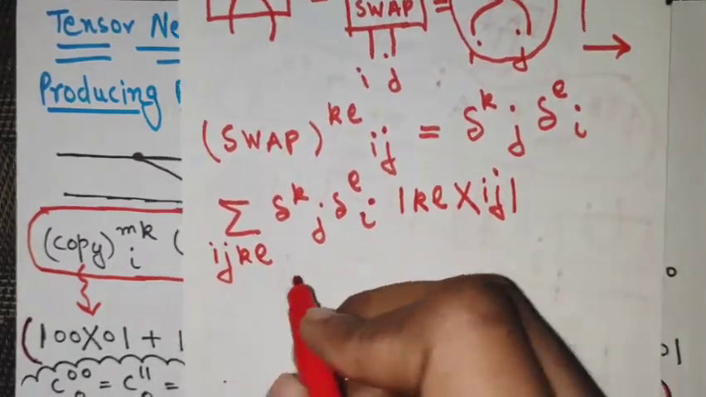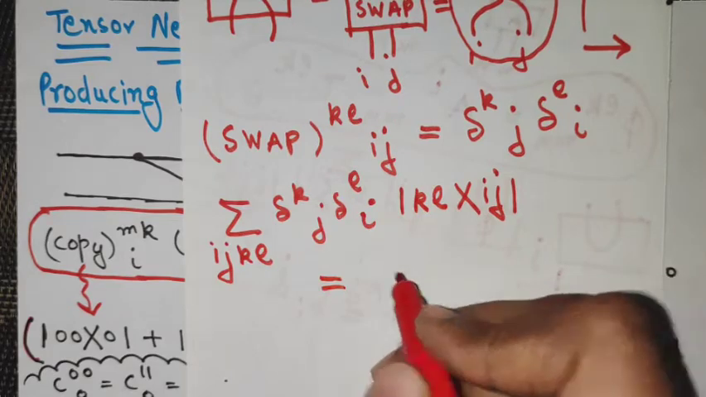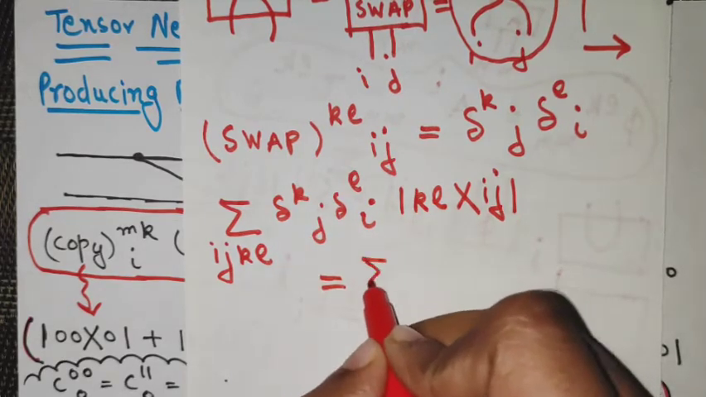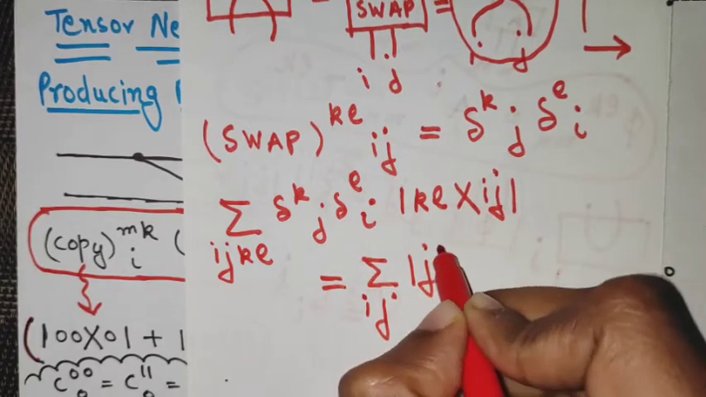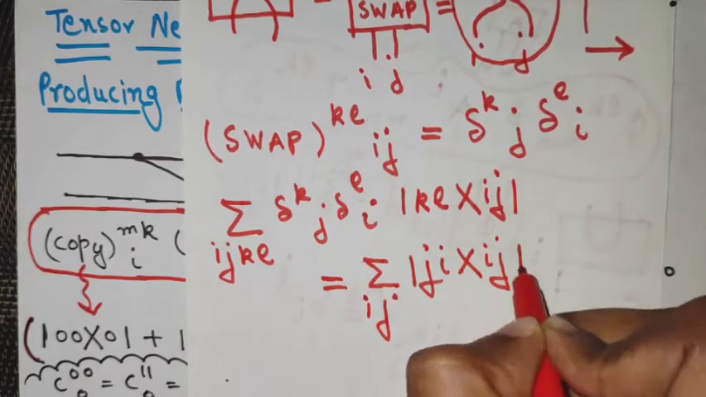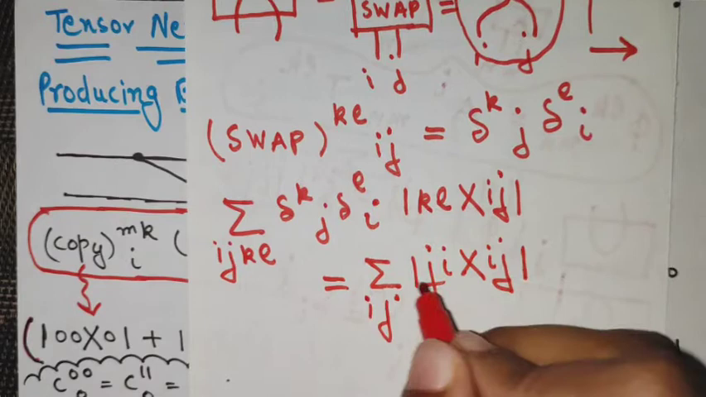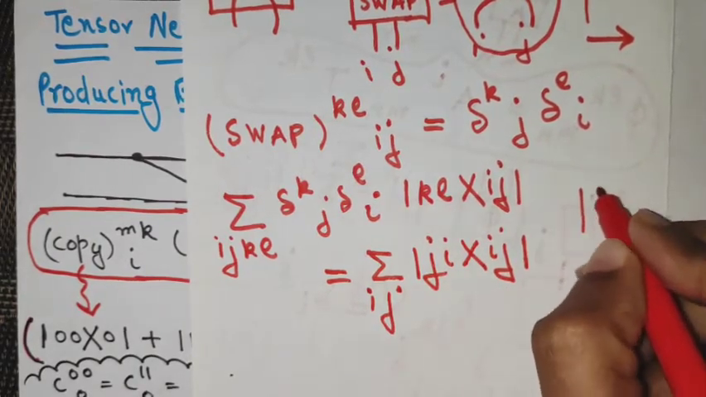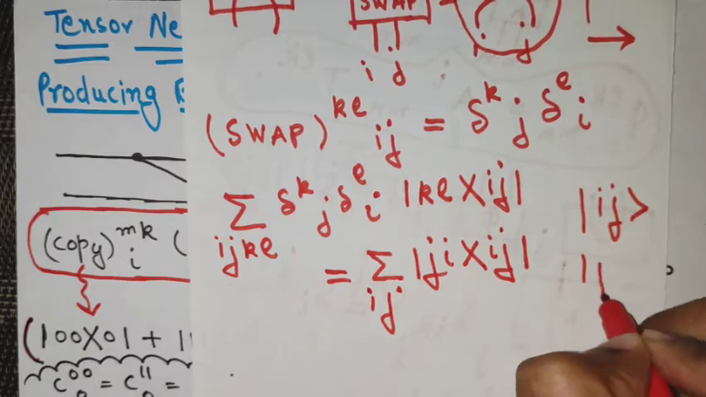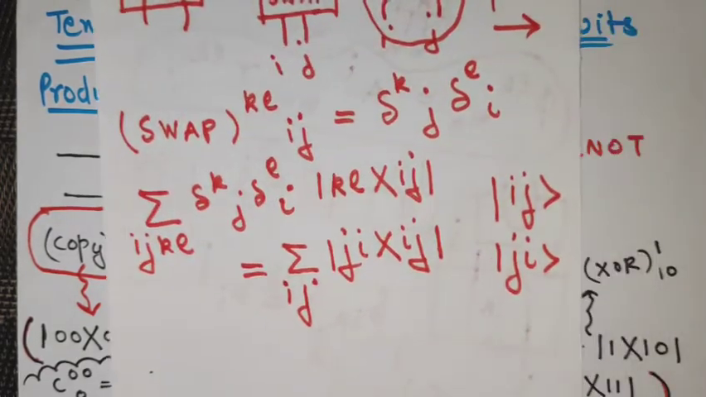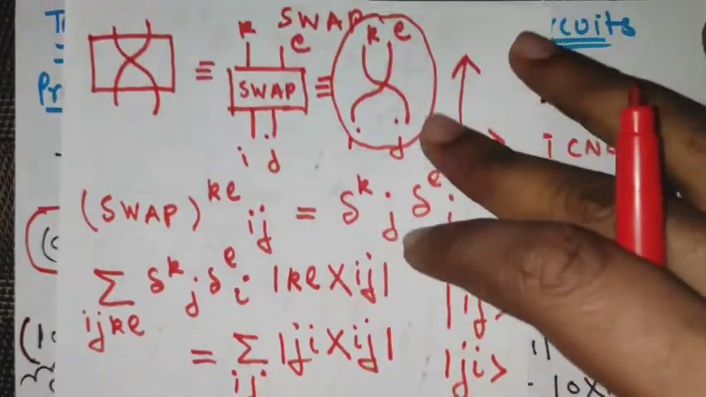Now what we can do is, now this is equal to, you see K comes with J. So it is a summation over I, J, of J, I, I, J. So particularly what is this operation doing? It is taking the qubit IJ and swapping the IJ position, changing it to J and I. This is why this operation is called the swap operation.